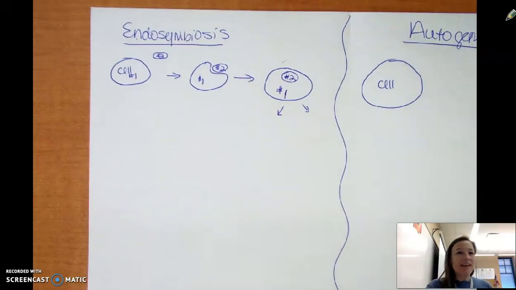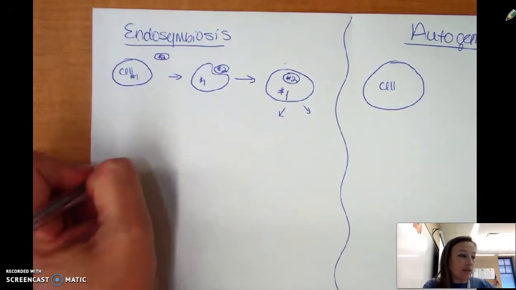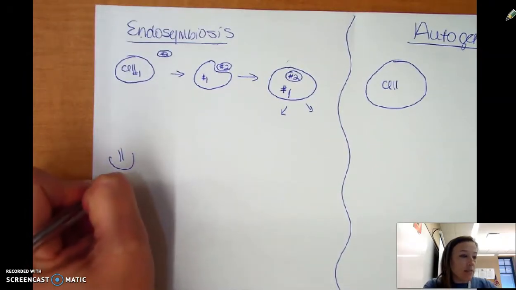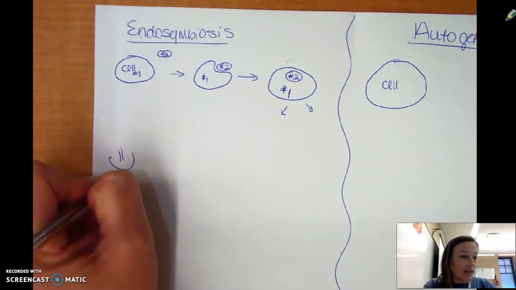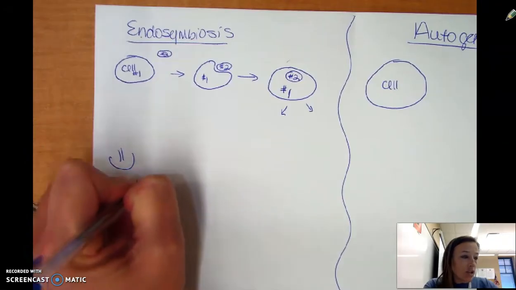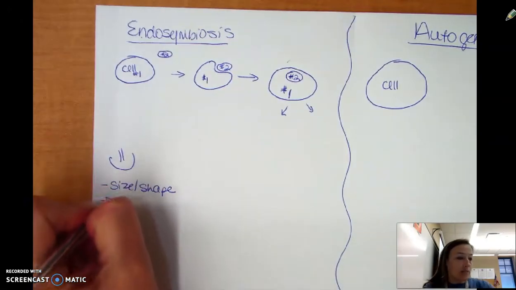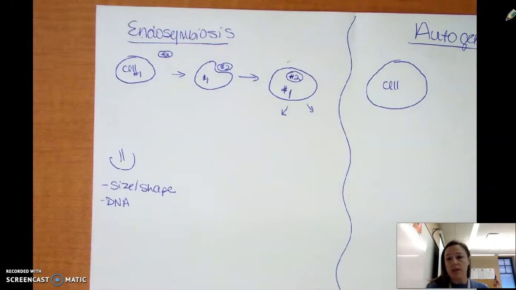All right, so what is the evidence for this? The evidence supporting this theory is that mitochondria and chloroplast are in similar size and shape to prokaryotes. So when you measure prokaryotes and look at their shape, and then you look at a mitochondria and a chloroplast and their size and shape, they're very similar. Eukaryotes are much larger. Their DNA is similar. Prokaryotes have a single circular chromosome. Guess what? So do mitochondria and chloroplast.